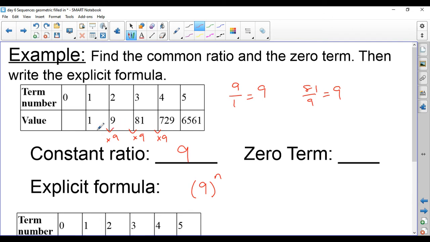Going backwards, I divide by 9, so my zero term is 1 divided by 9. And you can leave it as that fraction, 1/9. If you put that in your calculator, you're going to get 0.111111. We'd rather leave it as exact as 1/9.